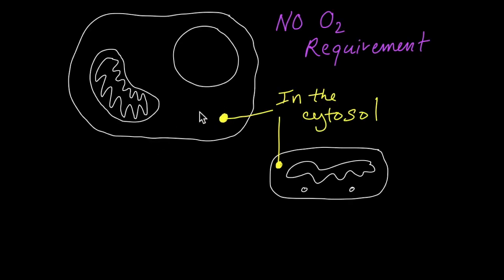This takes place here, and has nothing to do with the mitochondria. It takes place irrespective of whether oxygen is present or not, so it has no oxygen requirement. Pretty much every cell that's alive on the planet is able to break down sugar and gain some ATP from that cellular breakdown of sugar.